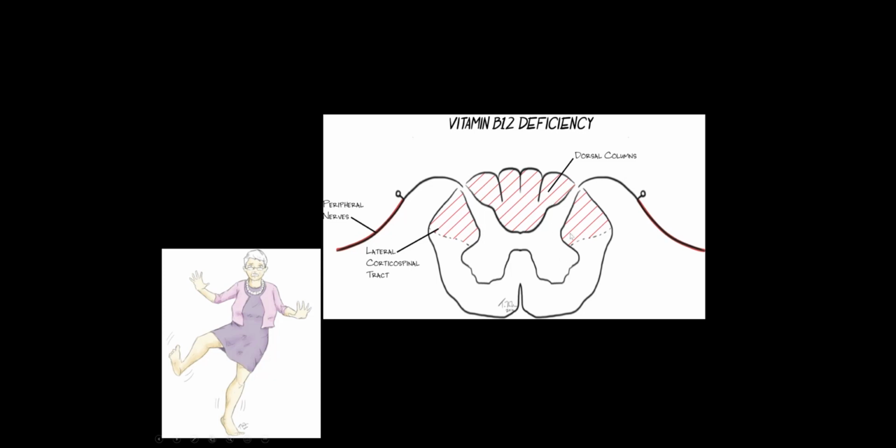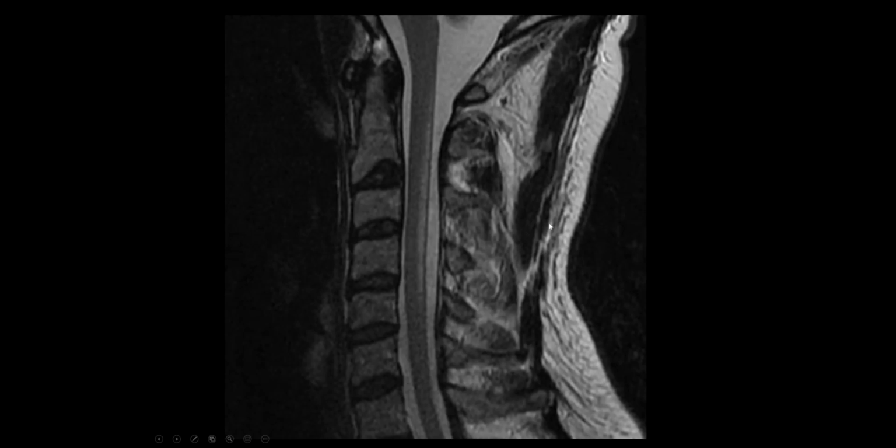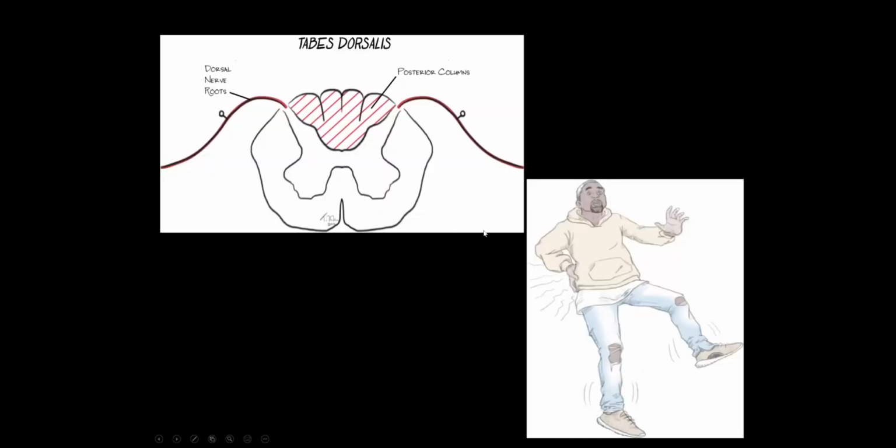But I would just say anytime you see a patient with severe loss of vibration and proprioception that's coming on over a long period of time, always check a B12 level. And if you do an MRI, here we can see this demyelination here of the posterior columns in B12 deficiency.